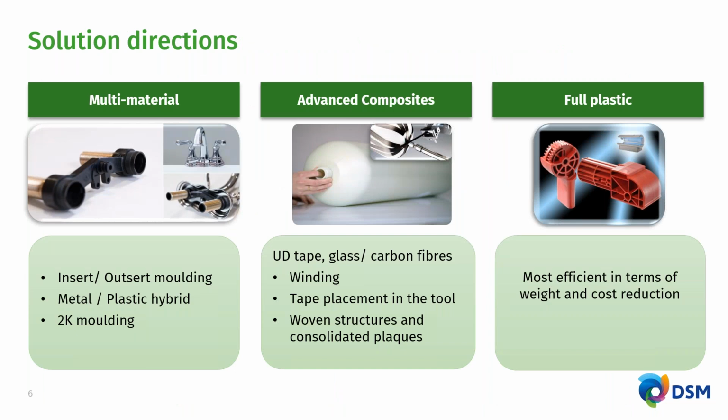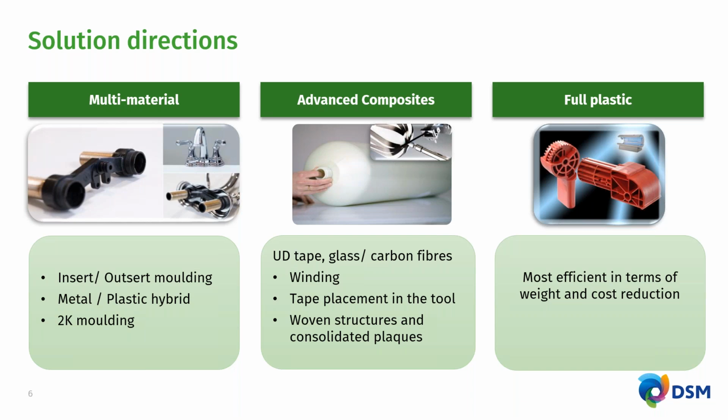Looking at the solution direction, there are different ways in which metal replacement could be done. You can go for a multi-material solution, as you can see on the left, where you use an insert and you mold the plastic over that insert. So it's an insert molding or an outsert molding. It could be a metal-plastic hybrid component, or it could be a 2K molding where you combine a hard and a soft material. You might use this solution when you want the metal to take more of the stresses in the part, and the plastic is used more for functional integration.